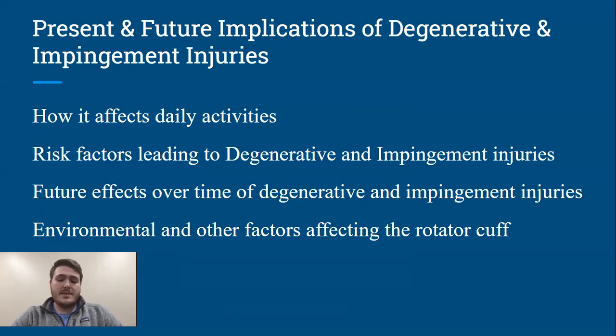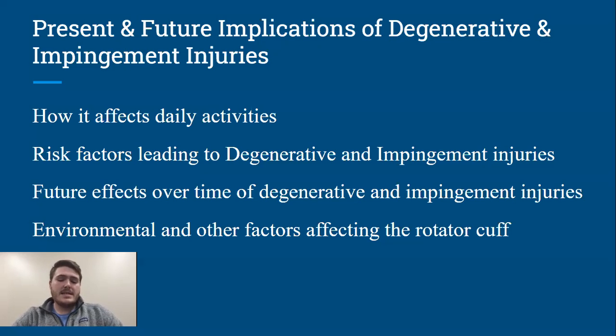Risk factors leading to these injuries, degenerative impingement injuries, they are mostly caused by wear and tear of daily living. Aging plays a big role. People over 40 have increased risk over time. Repetitive lifting and overhead activities increase your chance of injury. And then sports such as baseball and tennis have the most rotator cuff injuries in sports.